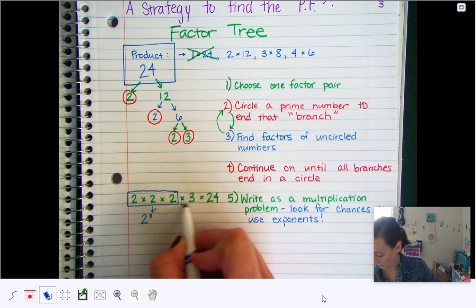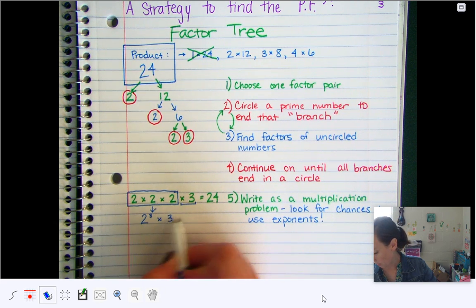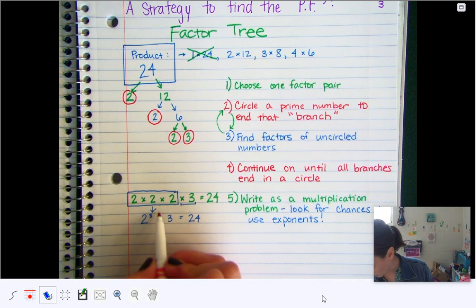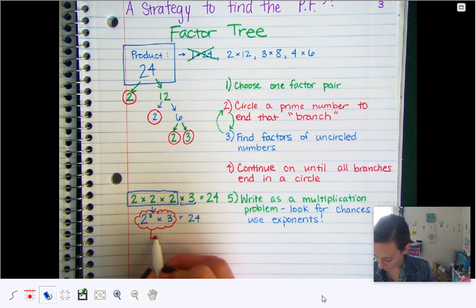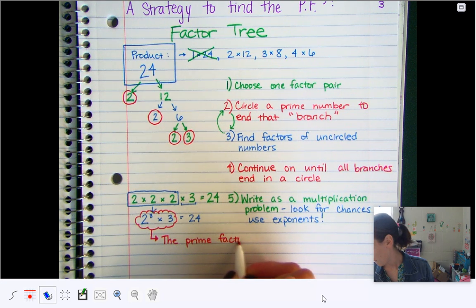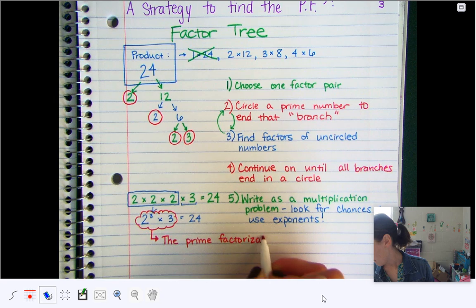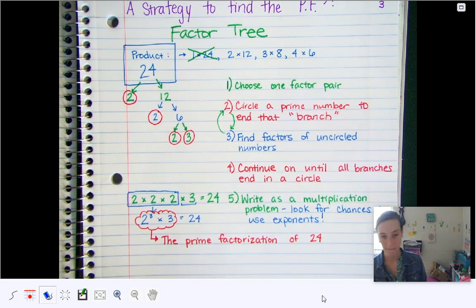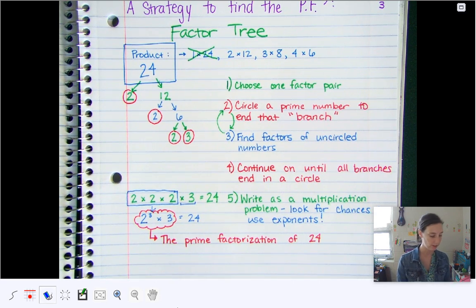And then I can't forget about this guy over here. 2 to the third power times 3 is 24. That is the prime factorization of 24. And there you have it.